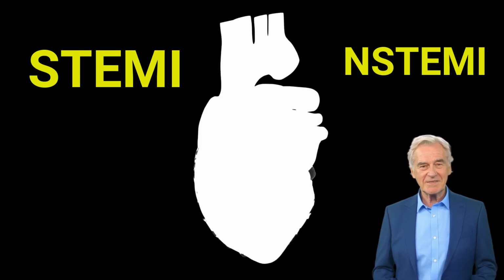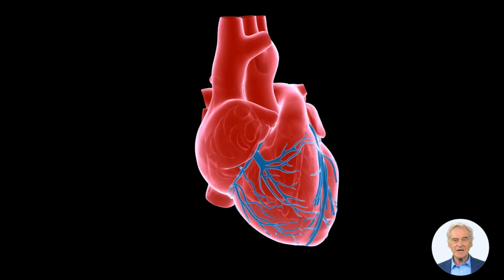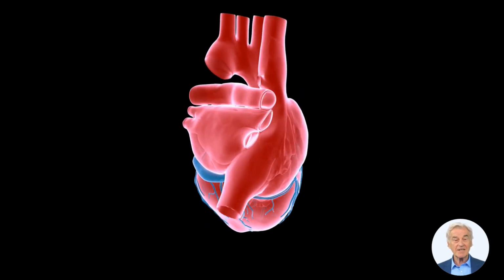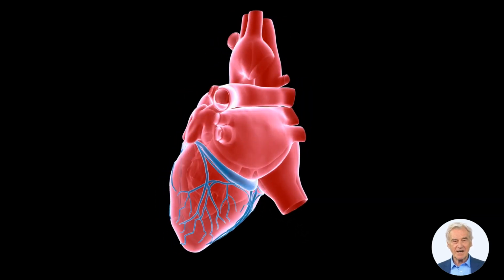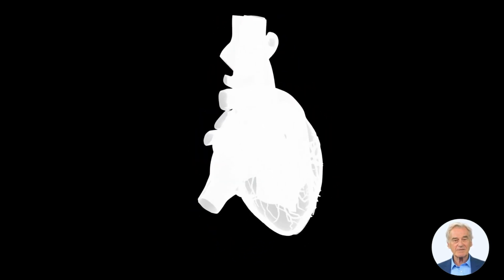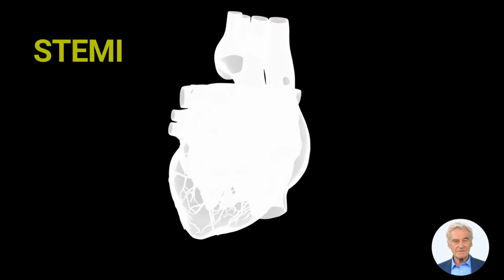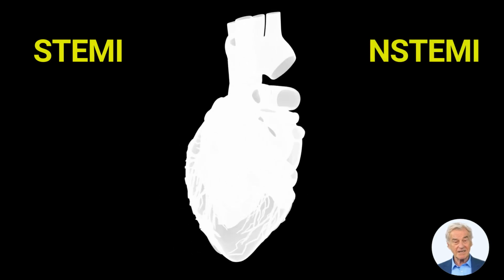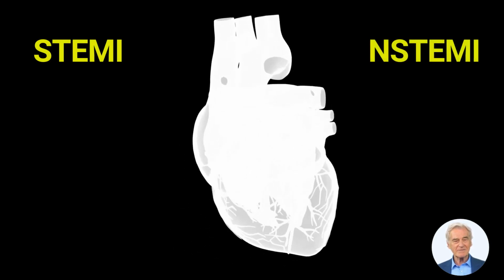Let us begin. A myocardial infarction, or heart attack, occurs when blood flow to the heart muscle is blocked, leading to damage or death of the heart muscle cells. There are two main types, STEMI and non-STEMI. Let's dive into the differences between them.